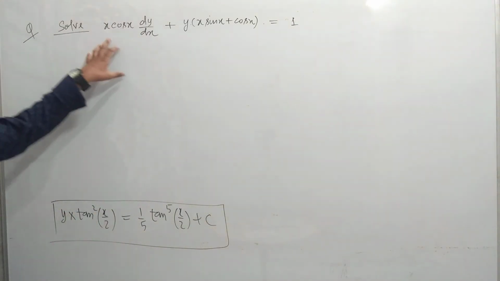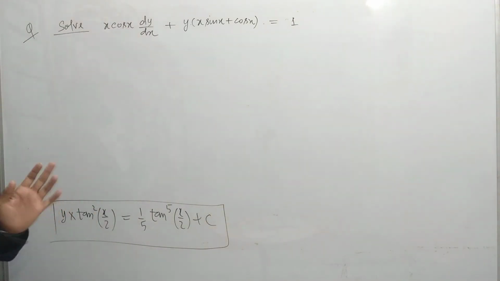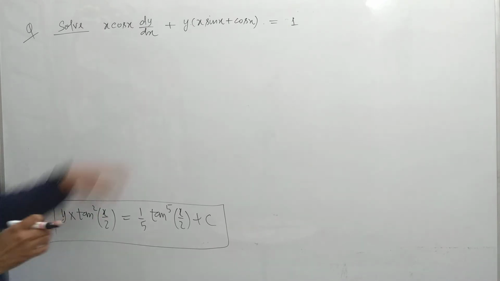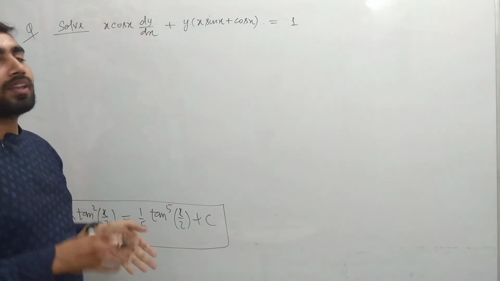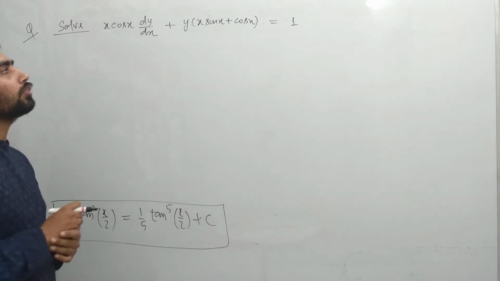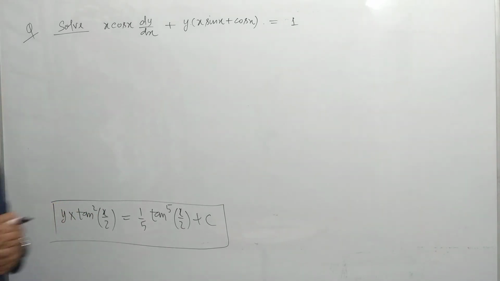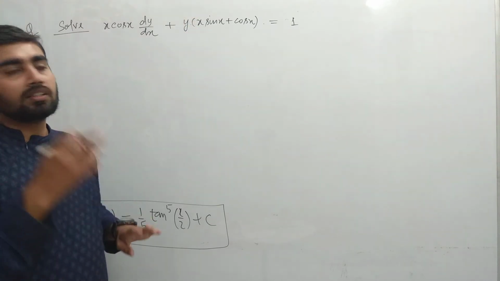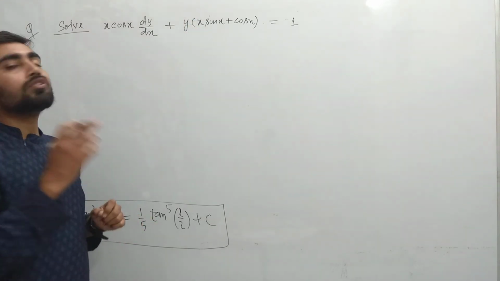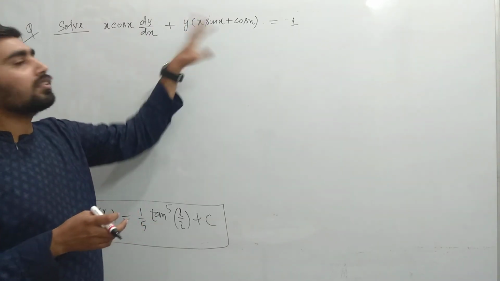Now in this differential equation, first we observe that it is a first order and first degree differential equation. The maximum order derivative is dy by dx and its degree is 1. So it is a first order and first degree differential equation. Now here we observe that the dependent variable is y and its maximum degree is 1. The second property, there is no product of y and dy by dx in this differential equation.